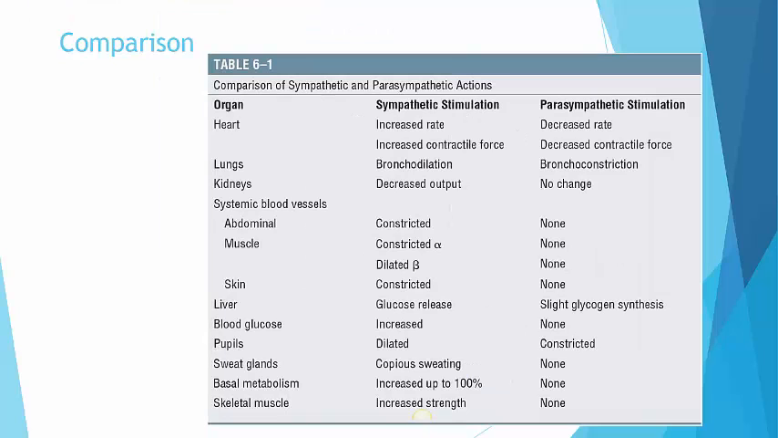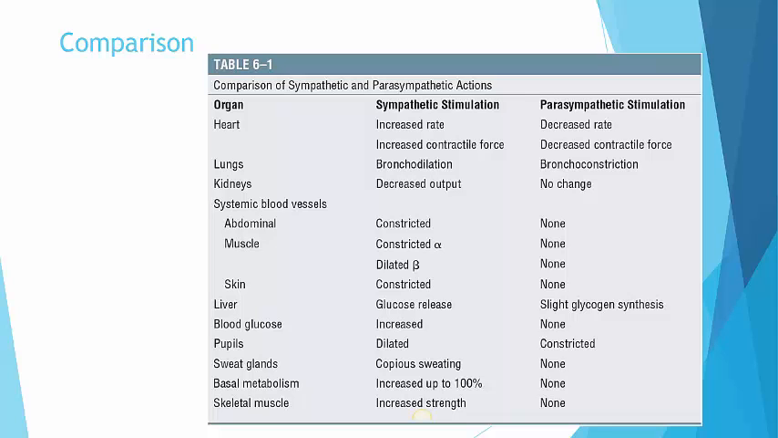So, quick comparison. In the heart, sympathetic stimulation is going to increase the heart rate, increase the contractile force. Parasympathetic is going to decrease that rate and decrease that contractile force. For your lungs, sympathetic stimulation is going to bronchodilate, parasympathetic is going to bronchoconstrict. For your kidneys, sympathetic stimulation is going to decrease your output, and parasympathetic is not going to have a lot of change on the kidneys. For your systemic blood vessels in the abdomen, sympathetic stimulation is going to constrict them. The muscles, alpha is going to constrict them for the sympathetic, and beta is going to dilate the perfusion.